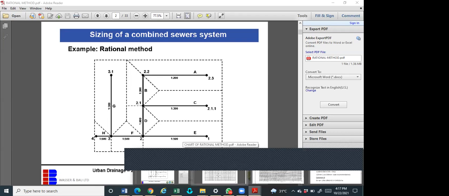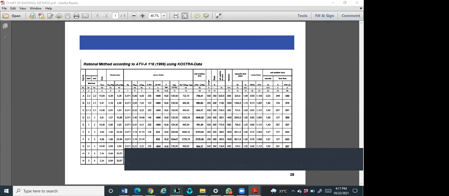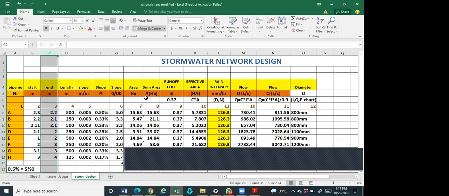Okay, so we move to the stormwater. So stormwater, when it comes here, you see that the area of A is 15.3. But the area of B is 5.7. But because A is a tributary, or A is upstream of B, the value for B becomes this plus this, which becomes this.